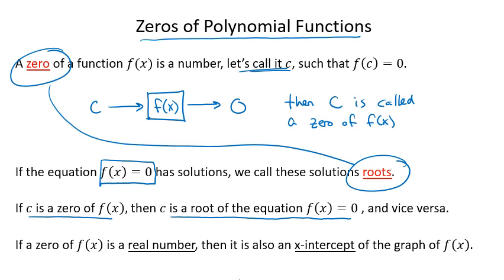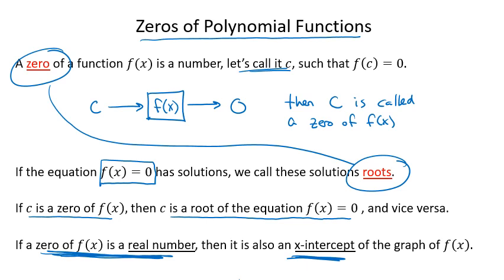Moreover, c doesn't have to be a real number. It could be imaginary, any complex number. But if a zero of f of x is a real number, then on the graph of the function, it's also going to be an x-intercept. We're not going to be graphing in this video, but it's worth noting this connection between the graphs, the functions, and the equation f of x equals 0. So there's a few theorems that we're going to need to work with, all simultaneously.